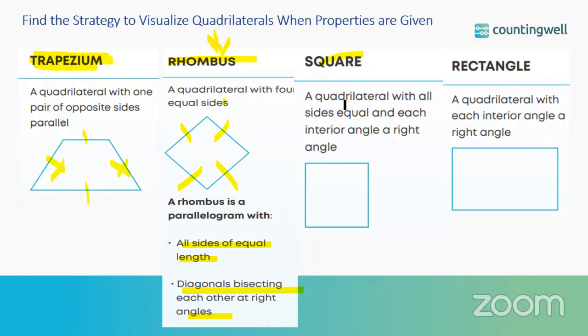A square is a quadrilateral with all sides equal and each interior angle 90 degrees. That was not the case with a rhombus. Then we have the rectangle. It is a quadrilateral with each interior angle a right angle and opposite sides equal. So this side will be equal to this side and this side will be equal to this side. For a rectangle, we have length and breadth.